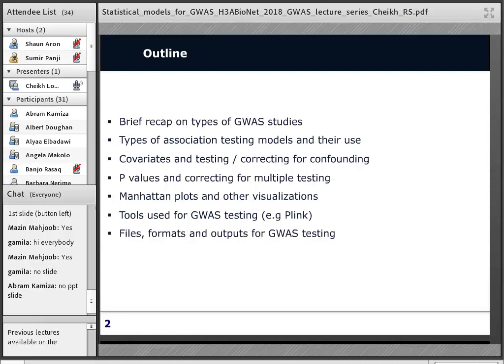I will also present the principle of multiple testing, why we have multiple testing when we are doing GWAS, what the definition of multiple testing is, and what the methods used to handle multiple testing are. And finally, I saw that you have already seen visualization approaches like the Manhattan plot and LocusZoom plot, so I will be very quick on that and will show you some tools that you can use to perform GWAS and what the file formats and the output for GWAS are.